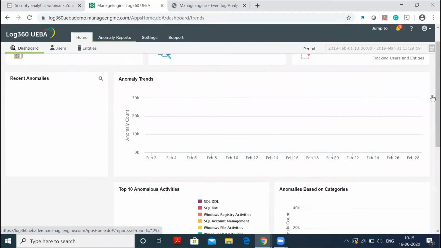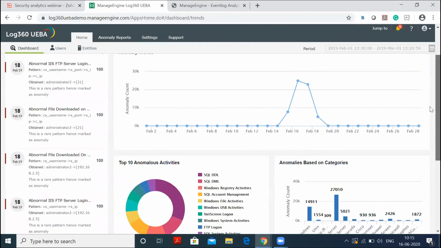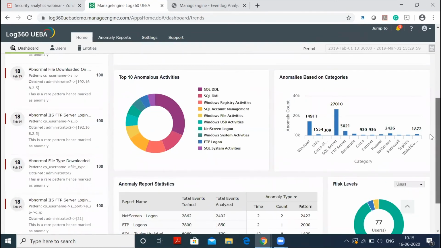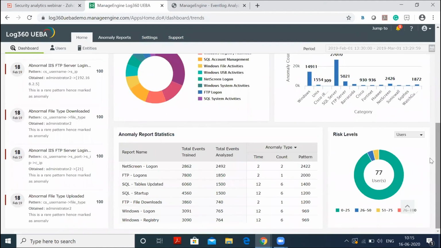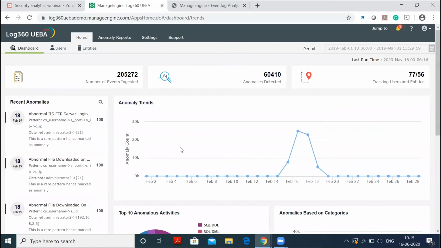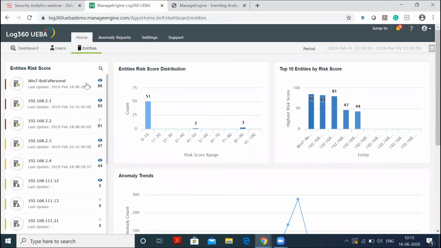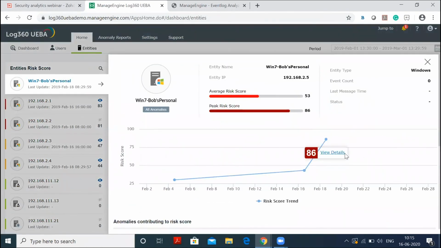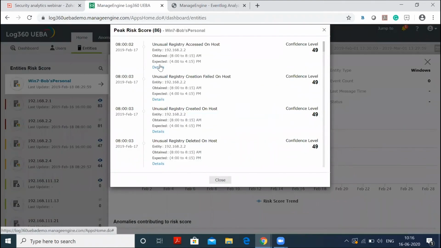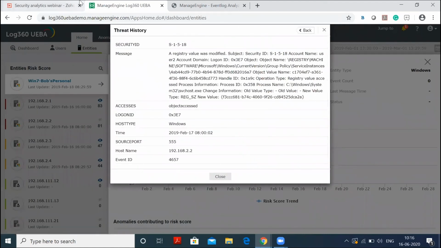You get dashboards that tell you what the trends of anomalies are. You get very neat visualizations of the various anomalies that are happening in your network. You can see trends. You can then get views for users where you get the risk scores, and you can get the same for your entities as well. And you can quickly click on specific users or entities, see what is going on, investigate and view the anomalies, and then drill down to individual anomalies and investigate what is going on in your network. Right? So this is a new way of monitoring your network.